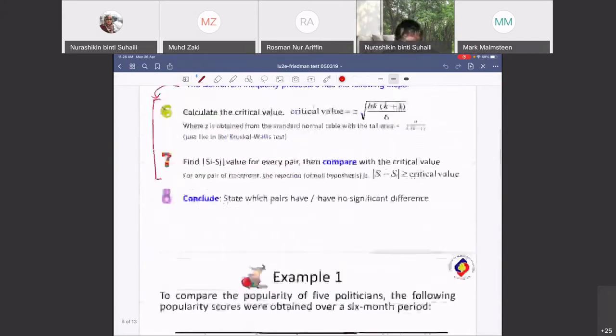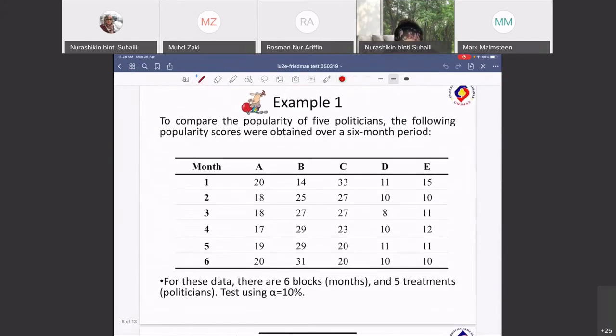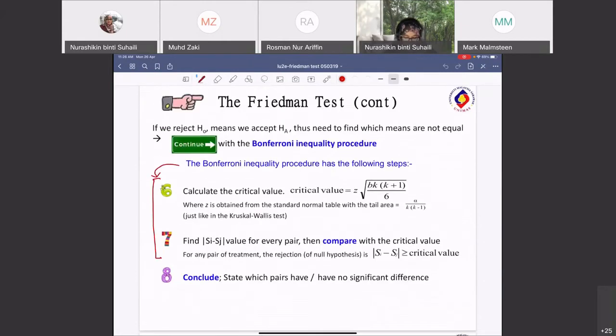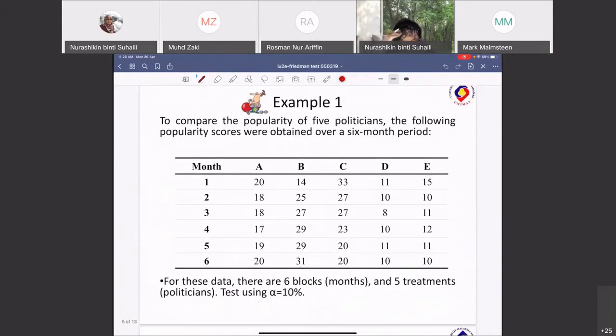Let's have a look directly at the question so that you can see what is meant. This is an example of data with 2 factors. Why is it called 2 factors? First, if you see the question, to compare the popularity of 5 politicians, the following popularity scores were obtained over a 6-month period.